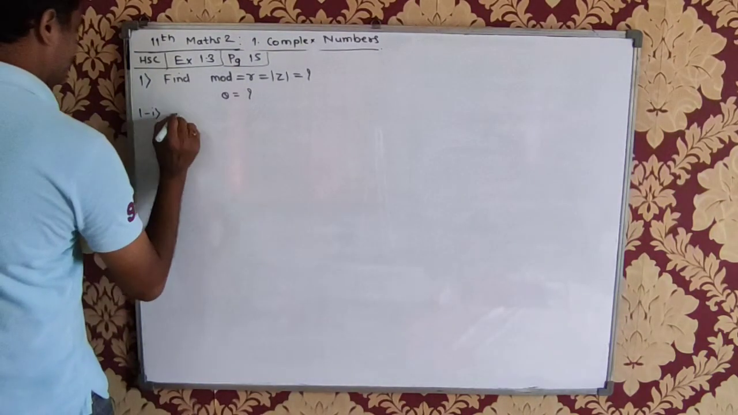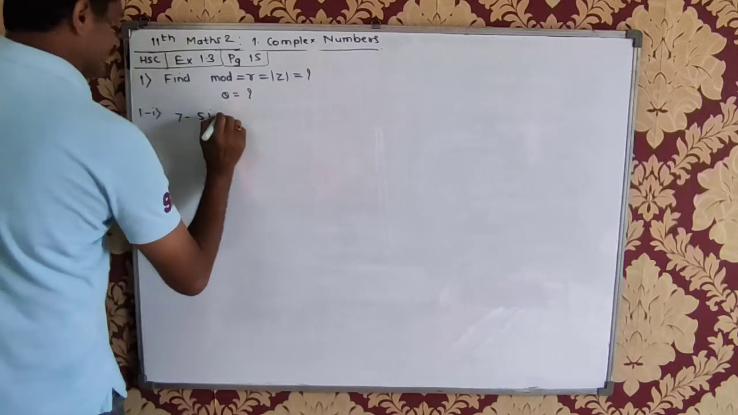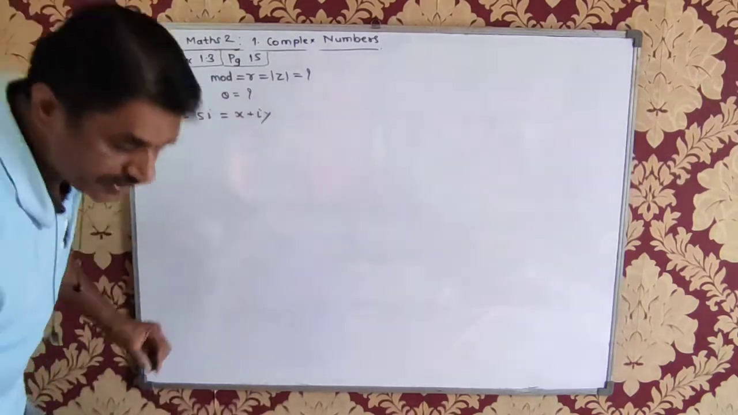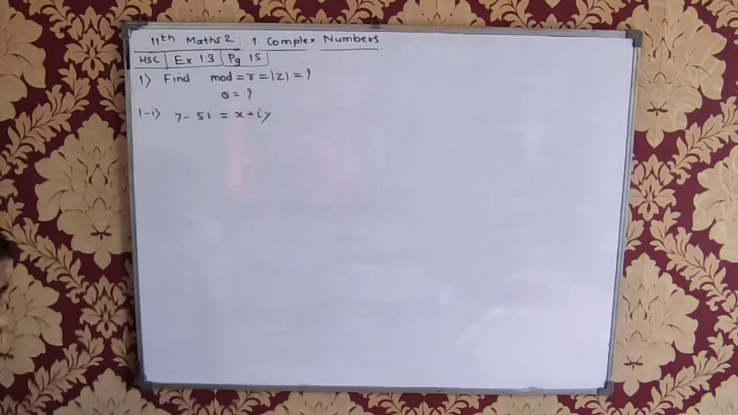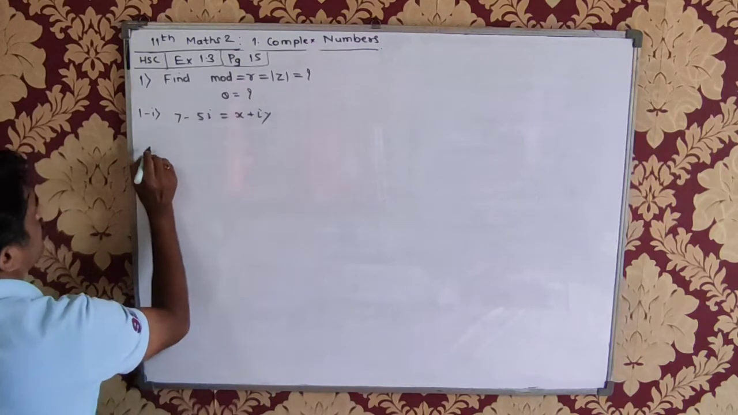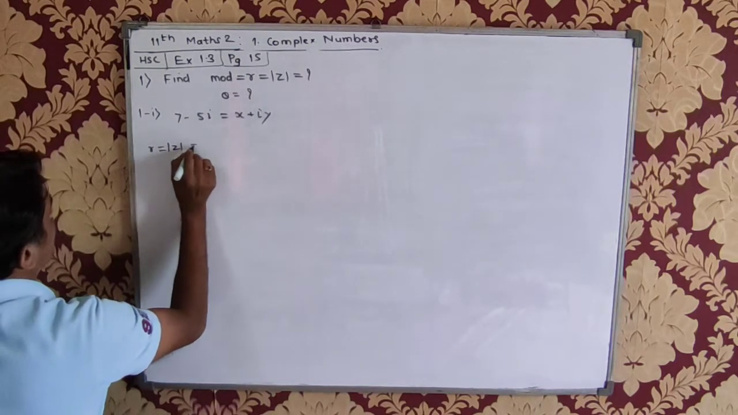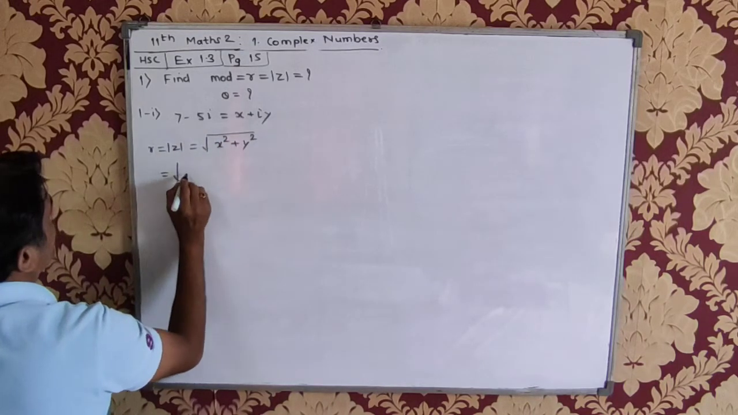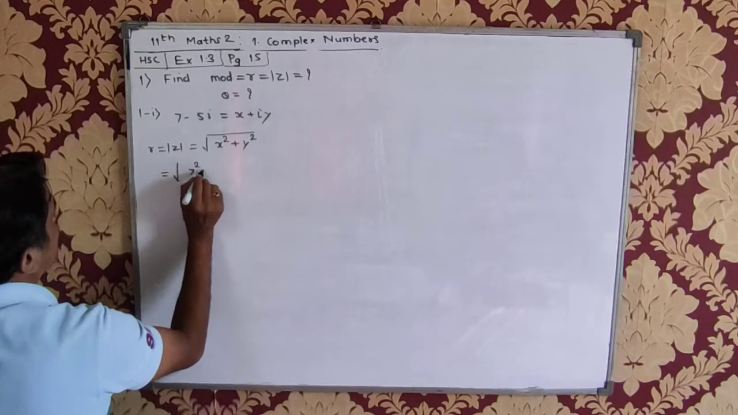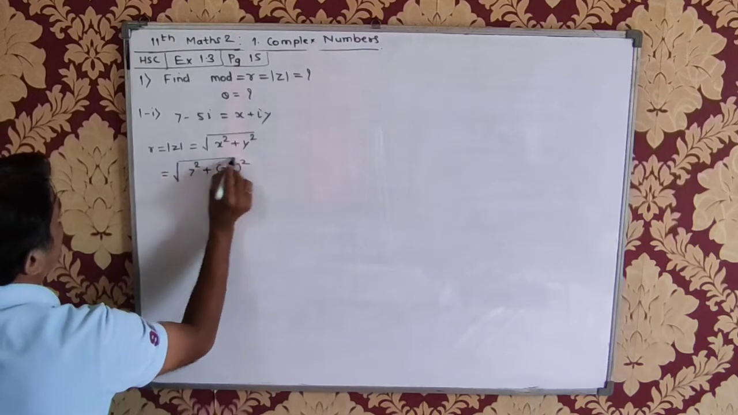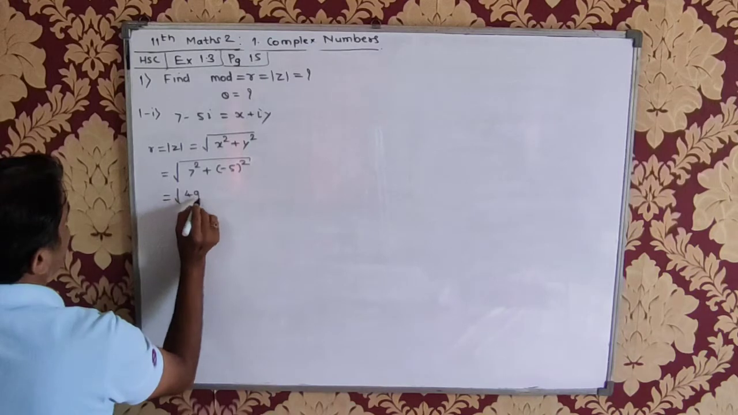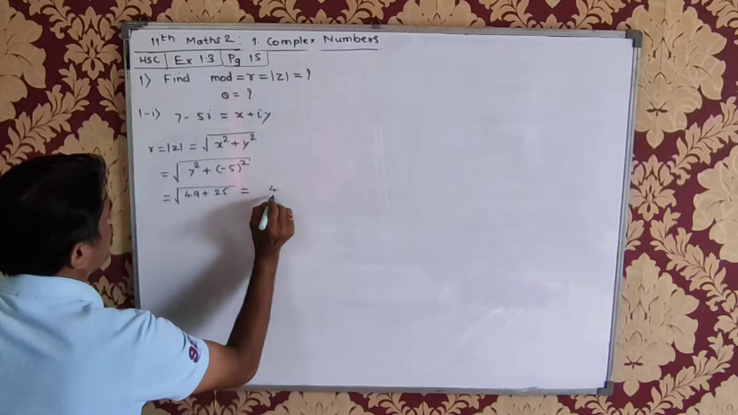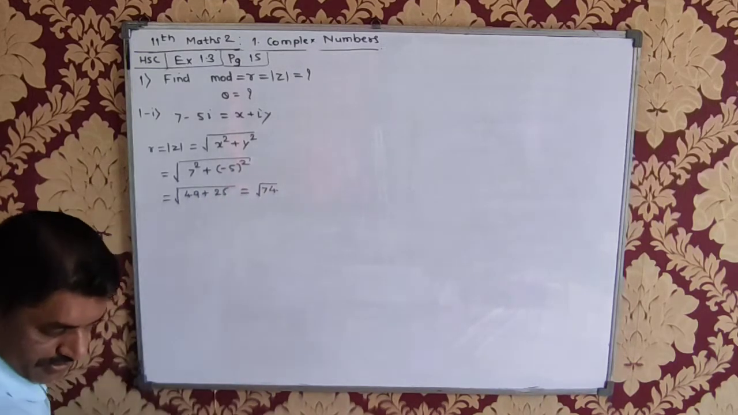7 minus 5i, which is equal to x plus iy. The very first thing that we do is find the modulus. So r is equal to mod of z, which is equal to square root of x square plus y square. That is equal to square root of 7 square plus minus 5 square, which is 49 plus 25, that is equal to square root of 74. I hope this is clear.